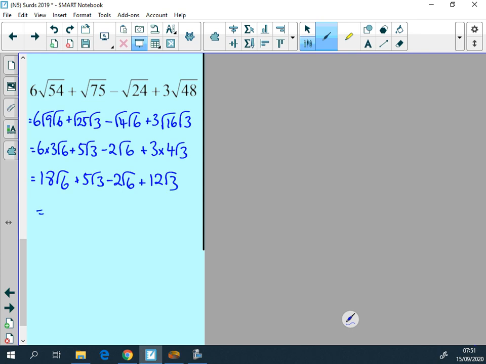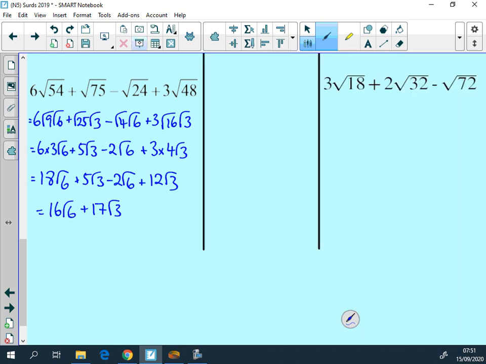So I've got 18 lots of root 6, take away 2 lots of root 6, that's going to get me 16 lots of root 6. I've got a positive 5 root 3, I'm adding 12 root 3, so that's going to get me 17 lots of root 3. Right, one on the right side for you to try.